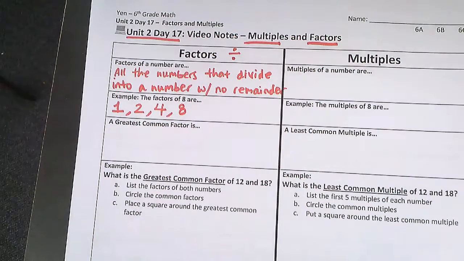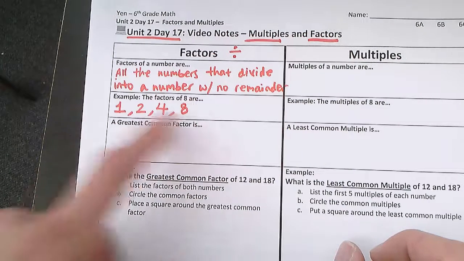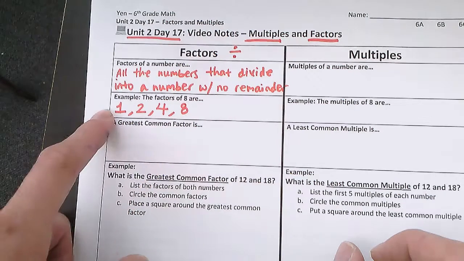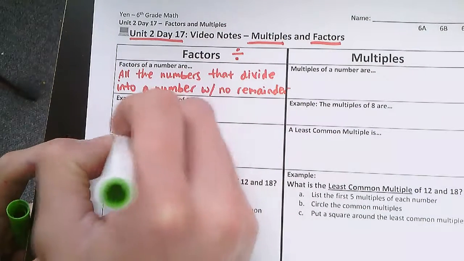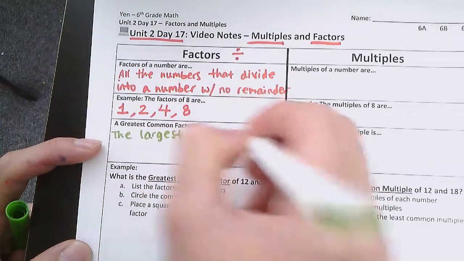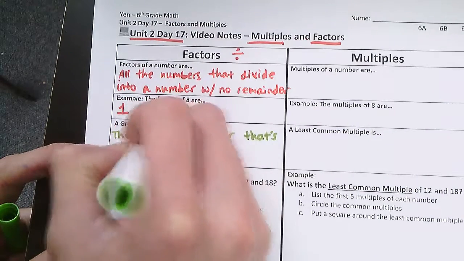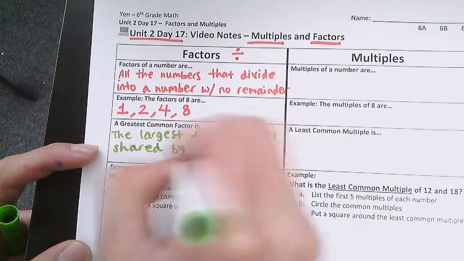So every number has at least 2 factors. 1 is always a factor, and the number itself is also a factor, because you can always divide a number by itself and by 1. A greatest common factor is the largest factor that's shared by a set of numbers.